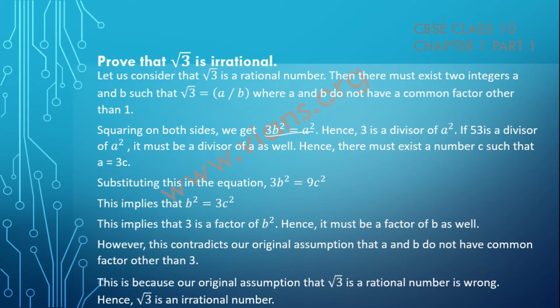So therefore we understand that 3 is a divisor of a square, and therefore a is equal to 3c. Now if we substitute that, we get b square is equal to 3c square, and 3 is a factor of b square as well, and therefore this contradicts our original assumption that a and b do not have a common factor other than 1. This is because our original assumption that root 3 is a rational number is wrong. Hence root 3 is an irrational number.